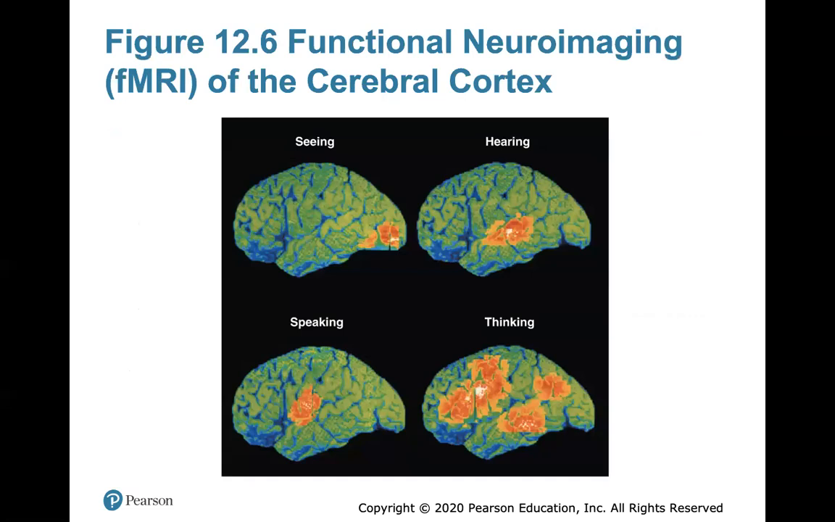So some of the functions like seeing, hearing, speaking, and thinking all have specific parts of the brain where their functions are located. And a PET or an MRI scan can show if a part of the brain is dysfunctional or not operating correctly when that part of the brain is stimulated.